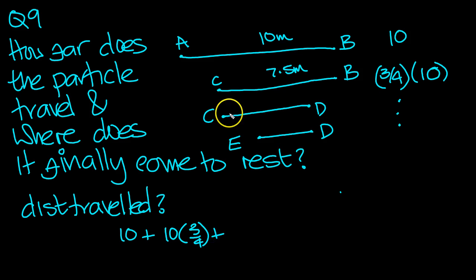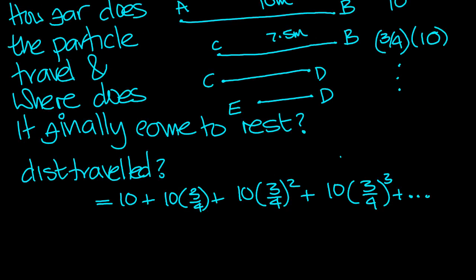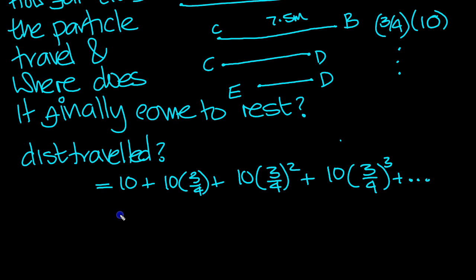Then the next distance would be this distance here, times another 3/4, wouldn't it? So it would be 10 times 3/4 squared. And I hope you can see the pattern emerging. It would be 10 times 3/4 cubed for the next one, and then times that term by another 3/4, plus dot dot dot. So that's the total distance travelled. It's an infinite sum, so it's equal to S infinity.